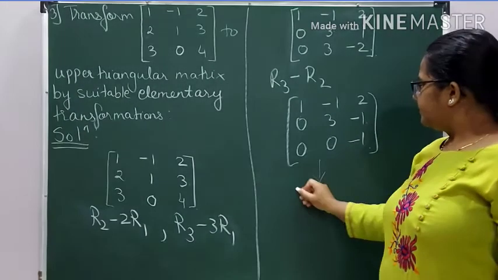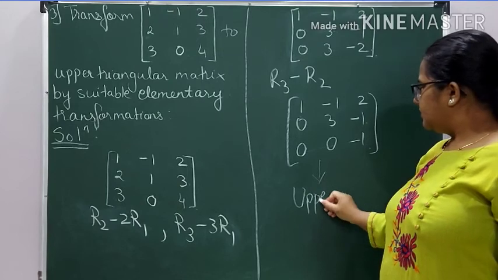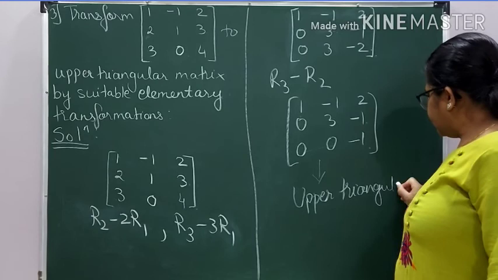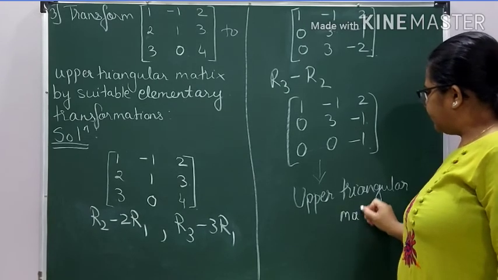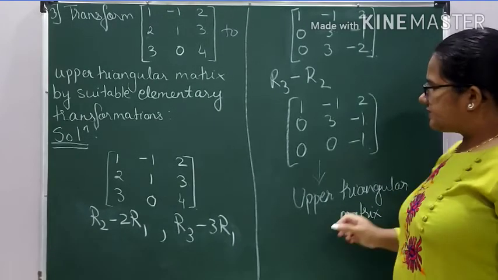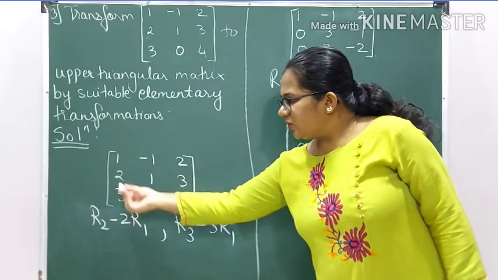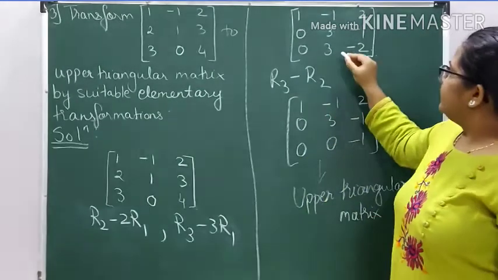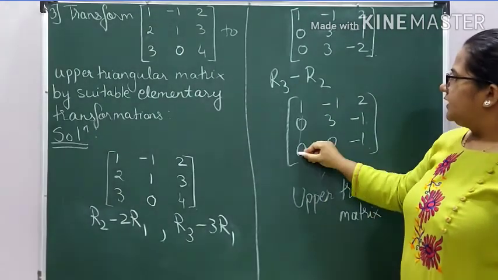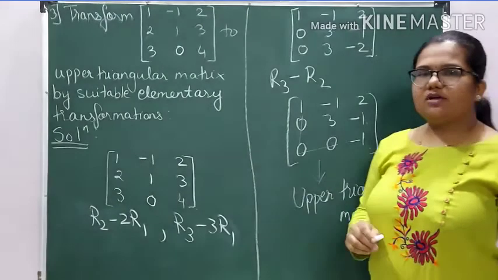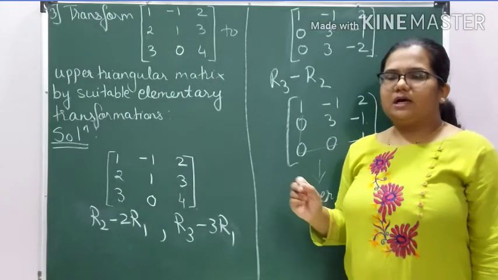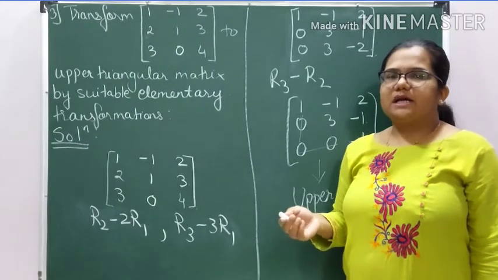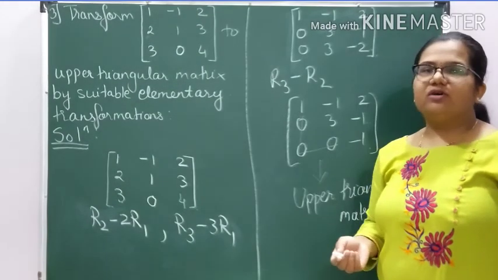So this is your upper triangular matrix. Yes, so three operations we used. One operation to convert this to 0, another operation to convert this 3 to 0, and one operation to convert these 3. So 3 elements we have converted to 0 and we get the upper triangular matrix. Okay, understood? So these are a few examples related to the upper triangular matrix. Next we will see how to find the inverse of a matrix.